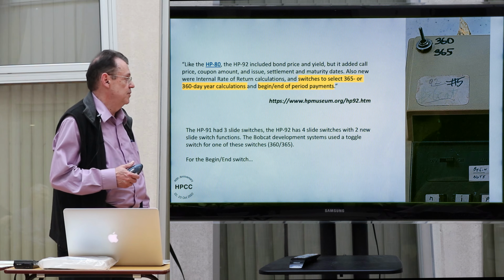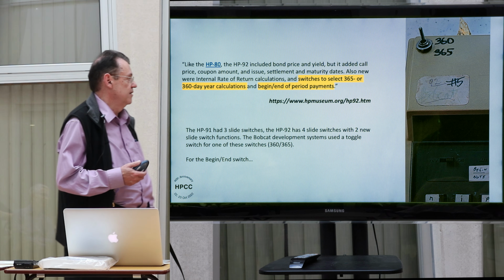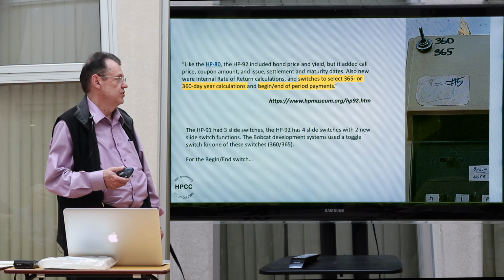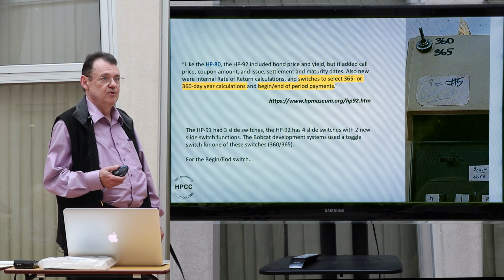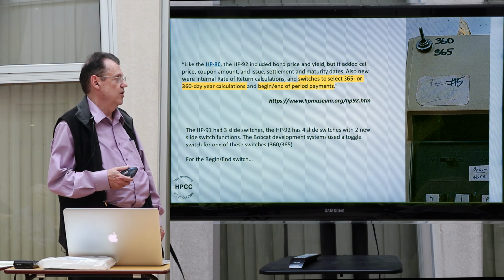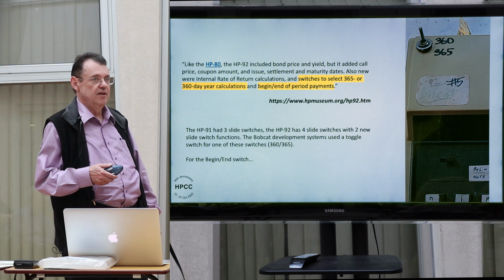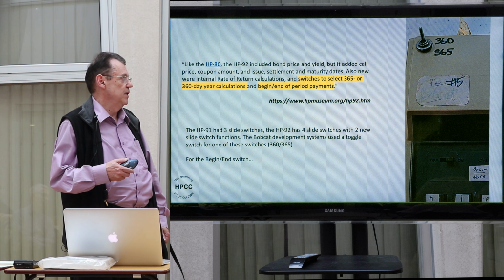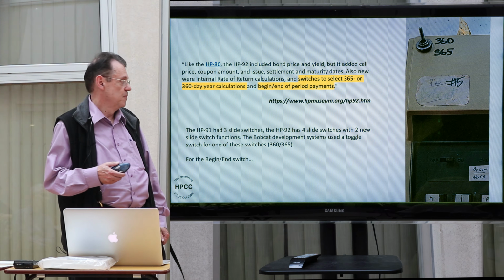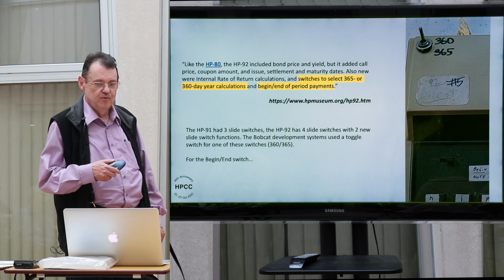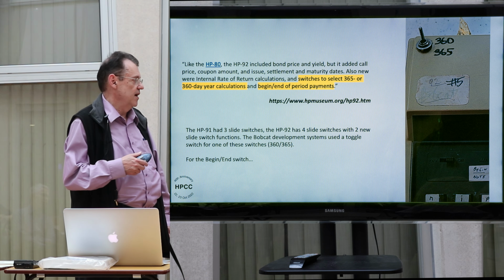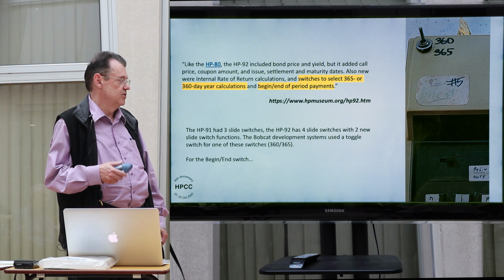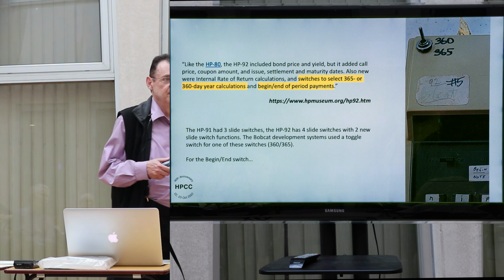This is a note from the HP Museum. It says, like the HP-80, the 92 included bond price and yield, but it added call price, coupon amount and issue, settlement and maturity dates. Also new was the internal rate of return calculations and switches to select 365 or 360-day year calculations and begin or end of period payments. So the 91, if you were watching the pictures, had 3 slide switches. The 92 had 4 slide switches with 2 new slide switch functions that were called out up here.